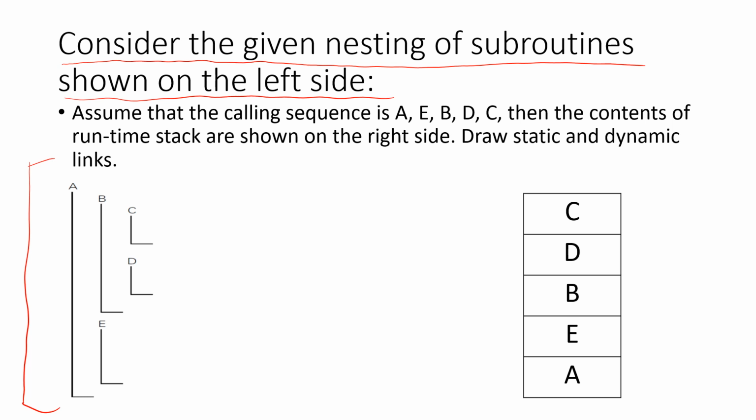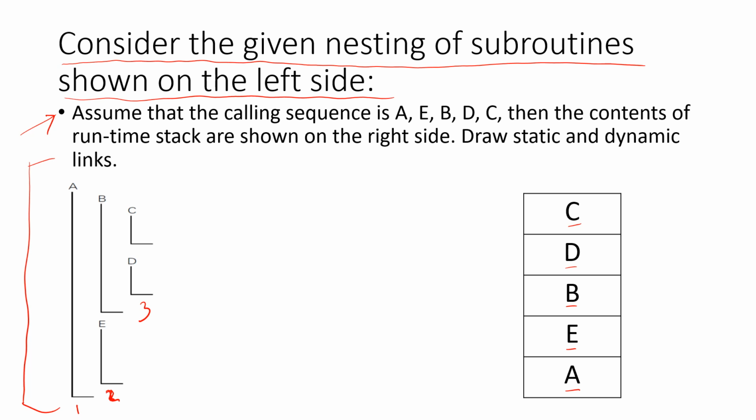At level 1, we have procedure A. Then at level 2, we have procedures B and E. And then at level 3, we have procedures C and D. There are three levels of nesting. Then this is what is given to us. Assume that the calling sequence is A, E, B, D, C. That means A has called E, E has called B, B has called D, and D has called C.